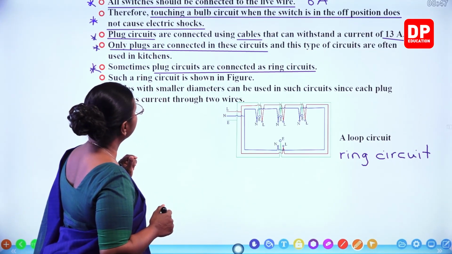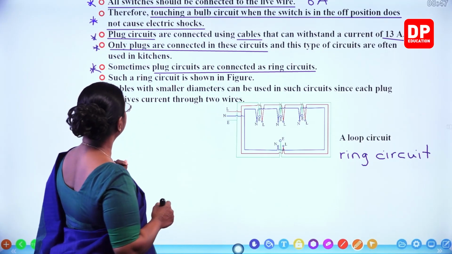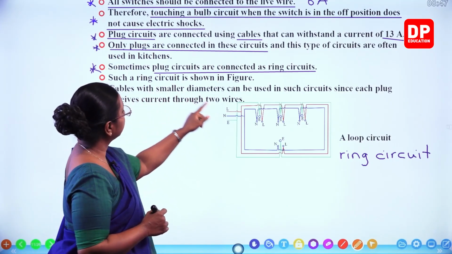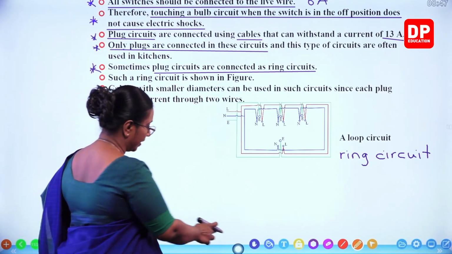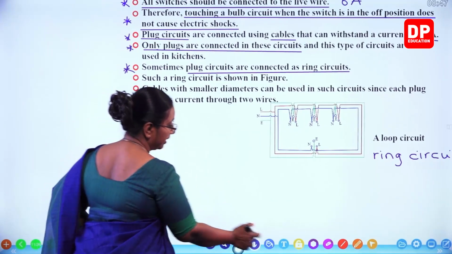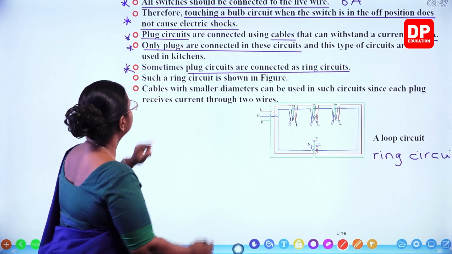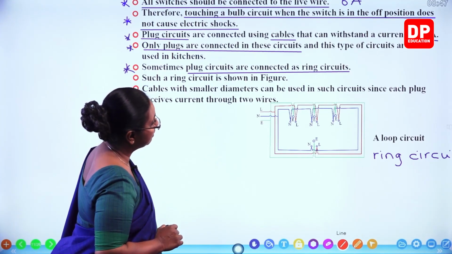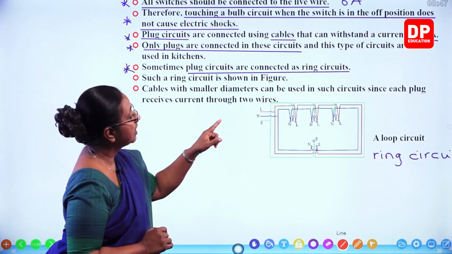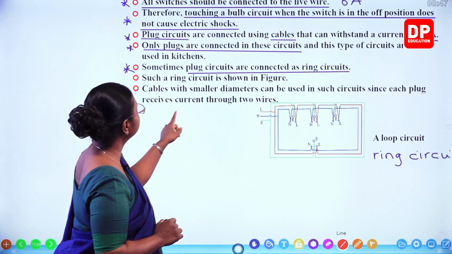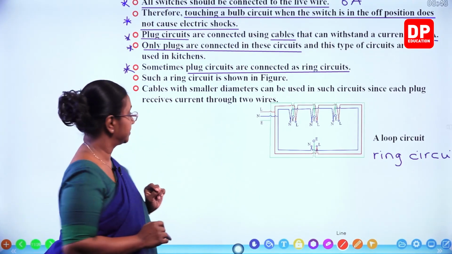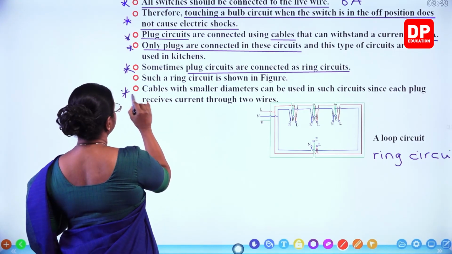So sometimes plug circuits are connected as ring circuits, and such a ring circuit is shown in the figure. So that is what I explained to you. You can see that here. So here you can see cables with smaller diameters can be used in such circuits since each plug receives current through 2 wires. So that is something you have to remember.